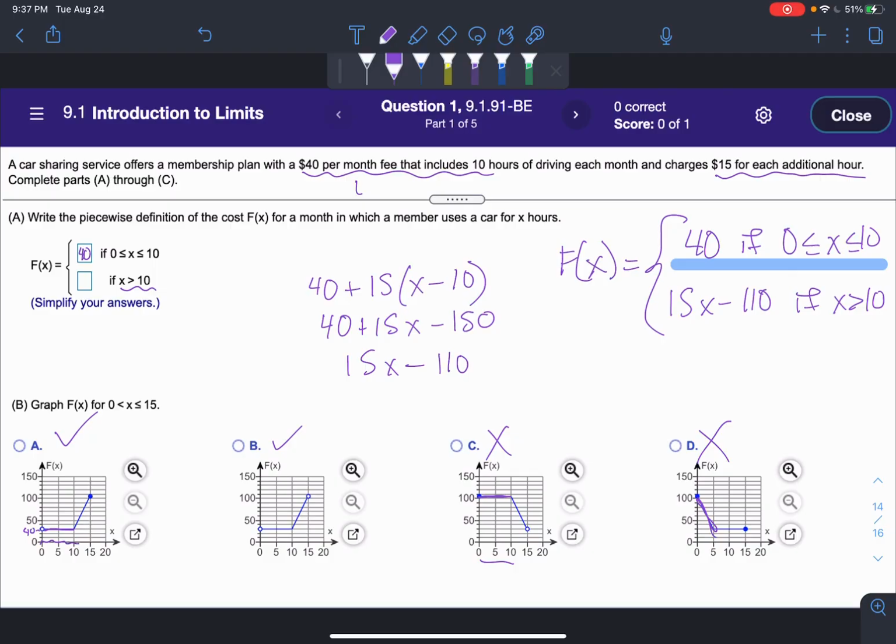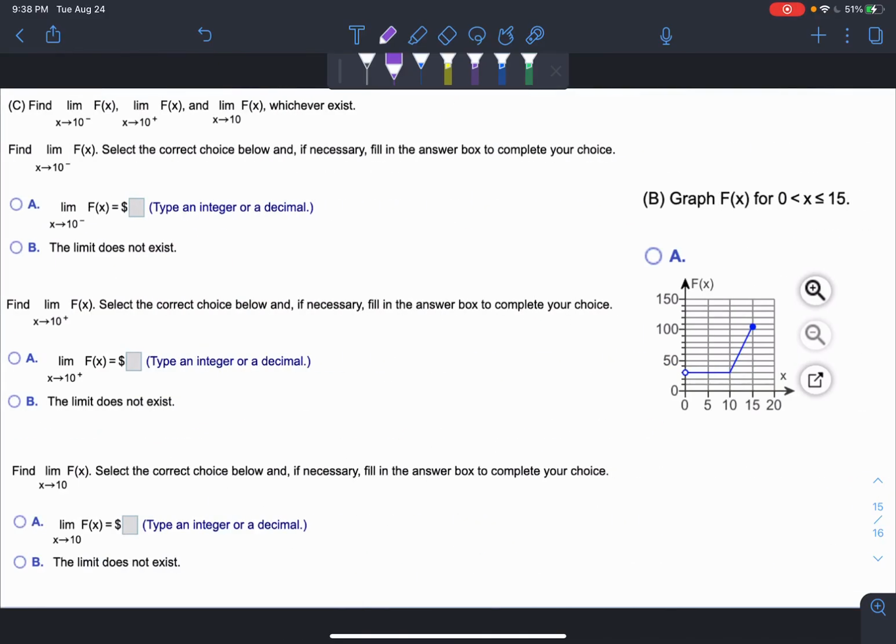Okay, so now we have to notice the only difference between A and B right here is whether this endpoint is filled in, right? And that is determined by our range over here, our x range. Because this is less than or equal to 10, that's why we pick A, because it can include 10, and that's why this wants to be filled in.